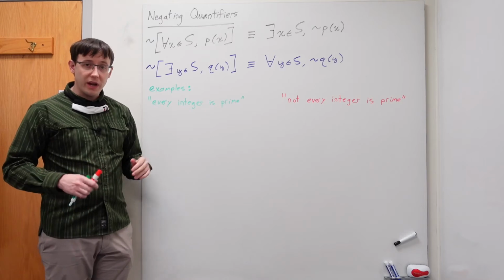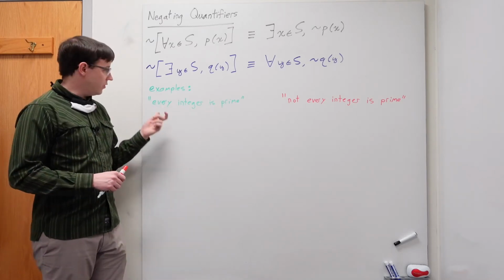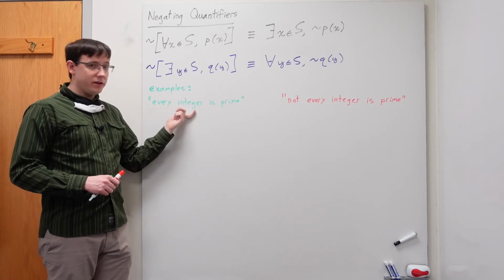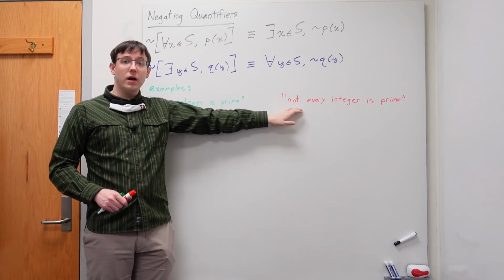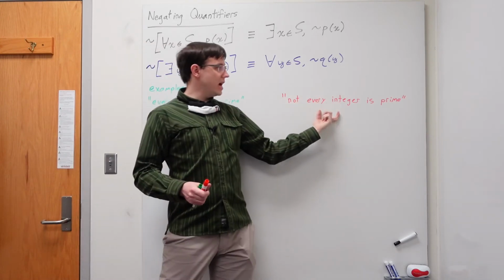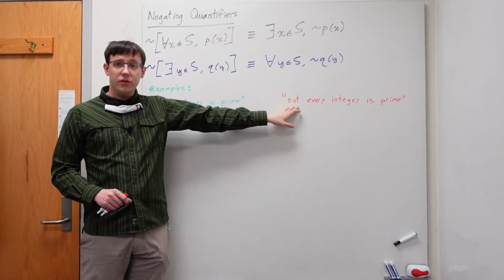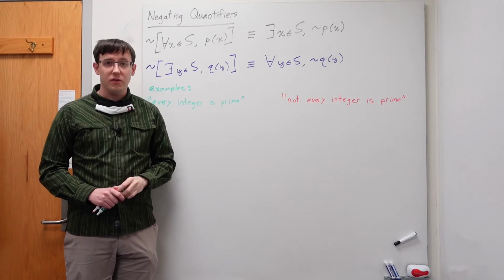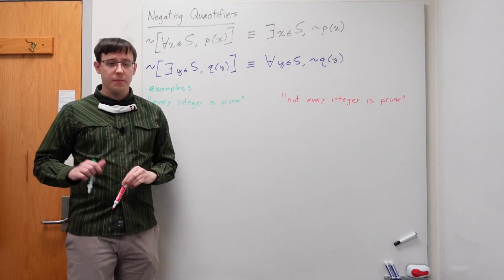Here we have two statements that are universally quantified over the integers. We're saying that every integer has some property, and here we are negating that statement, saying it is not the case that every integer has the property. And so one or the other of these statements must be true. Let's write them out using quantifiers.